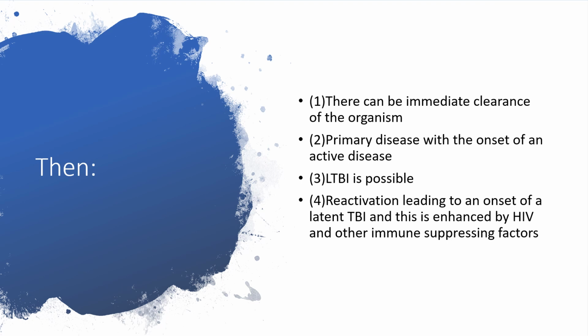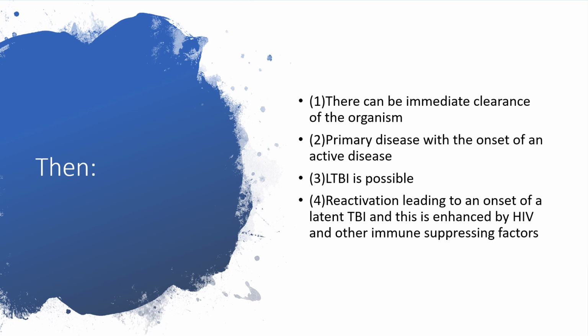And the first two may not happen. We can get to the third possibility: it could become latent, just sitting there at the apex of the lungs, because they are aerobic and need air. So reactivation may occur later on, leading to the onset of active disease, and this is enhanced by HIV and other immune suppressing factors. Maybe this person is now taking steroids, glucocorticoids, or has DM, chronic renal failure, cancer, chemotherapy, radiotherapy, disease-modifying anti-rheumatic drugs, and immunity is down, or the person is malnourished. And now the latent will become active.